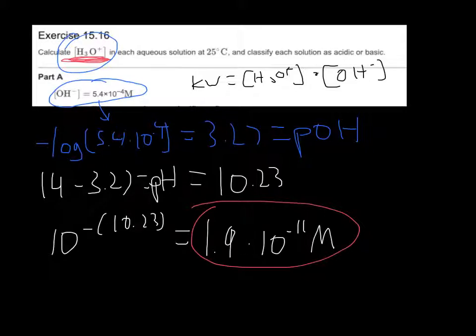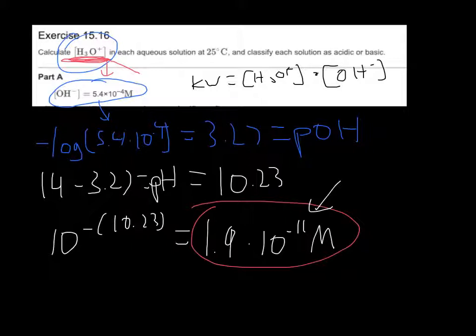Now, as I said in previous videos, if you want to double check yourself, you can multiply this value by the OH value down there. And that should equal something around 1.0 times 10 to the minus 14. It's not going to be exact because we have rounding, but it should be very, very close.